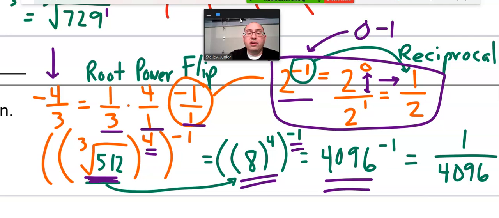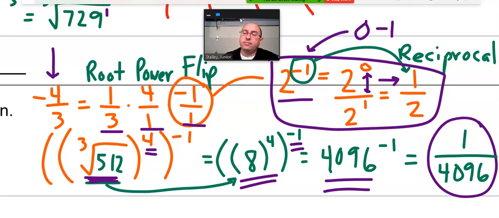And then the last part is the flip, the reciprocal. What's the reciprocal of 4,096? That's right, folks. 1 over 4,096. So that's our final answer on this question.